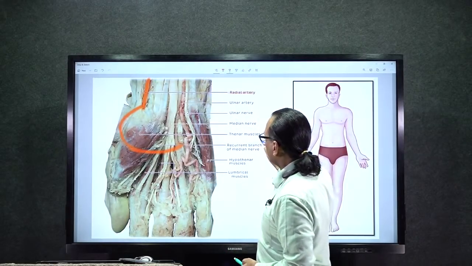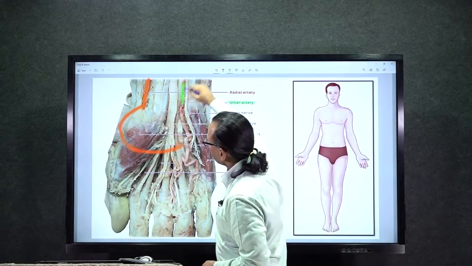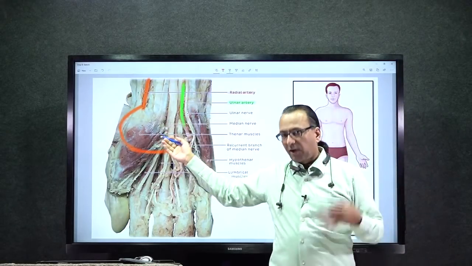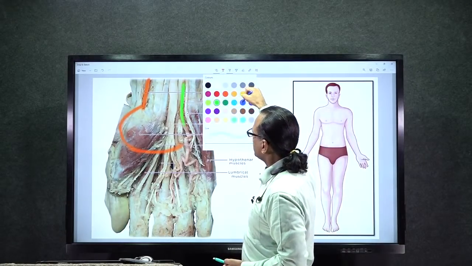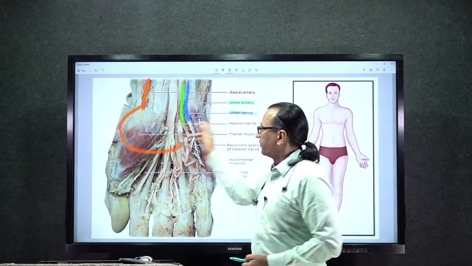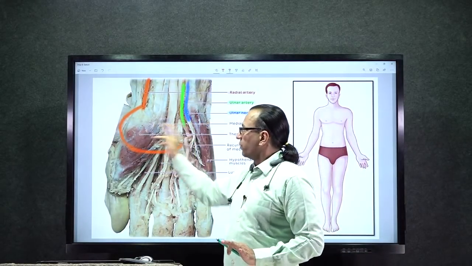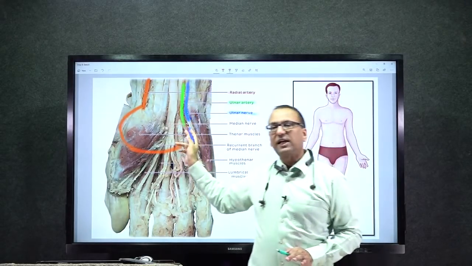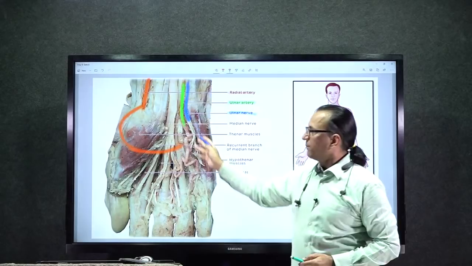And what about the superficial? As you will see, now we have to follow the ulnar artery. And where is it? It is with the ulna bone. Now if it is the ulnar artery with the ulna bone, what else will be running along with that? That will be the ulnar nerve. So as you see, this is the ulnar nerve. Now remember, this ulnar nerve and ulnar artery, both of them pass superficial to the flexor retinaculum in a canal called Guyon's canal.